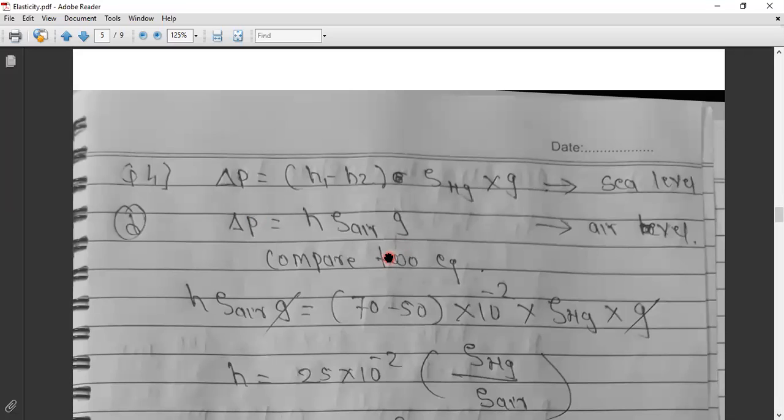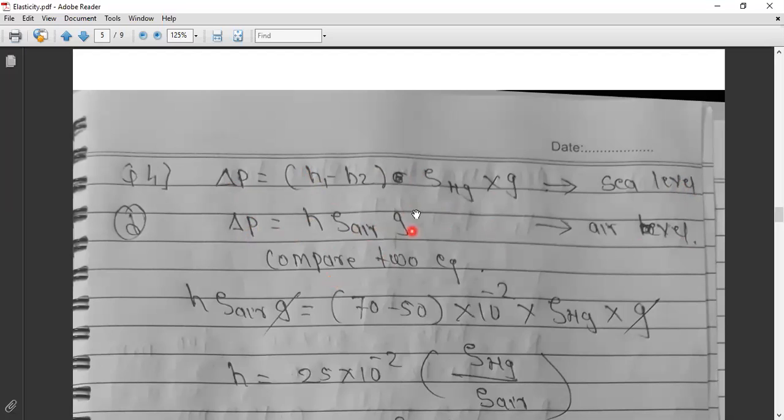To understand question number 4, what are the given things? The height of mercury barometer is 75 centimeter at the sea level and 50 centimeter at the top of the hill. The ratio of density of mercury to that of the air is 10 raised to power 4. Then the height of the hill is, we just use this concept. This is the case for sea level, equation number 1, and equation number 2 is the case for the atmosphere. So this is the difference in height.